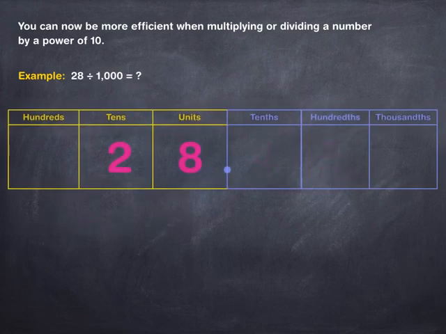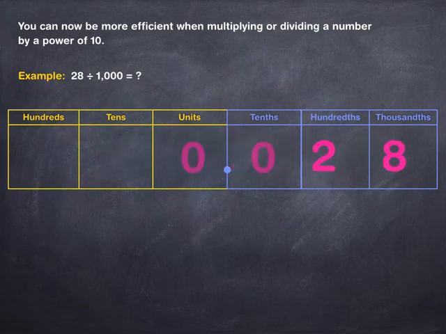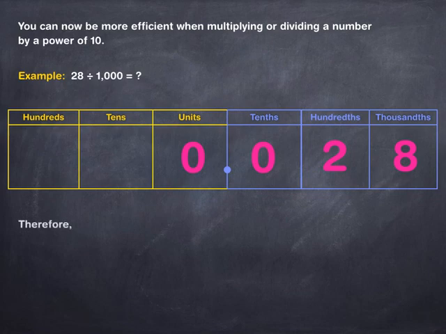Example, 28 divided by 1000. Observe the movement of the digits. Therefore, 28 divided by 1000 is equal to 28 thousandths.